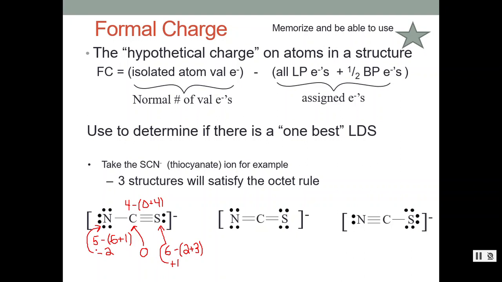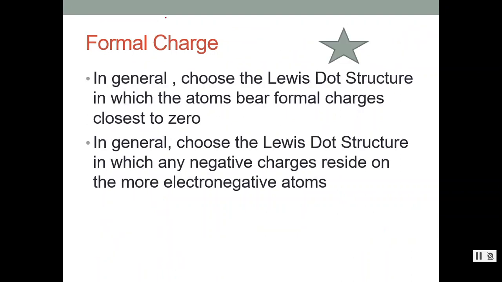So that needs to be done with all Lewis dot structures for a particular molecule with resonance. I would encourage you to check yourself by doing the formal charges for the other 2 resonance structures. So that's the first step if you have resonance structures, to determine if there's one best Lewis dot structure. And then how do you use that information? You use that information along with these 2 rules to determine which resonance structure is best.